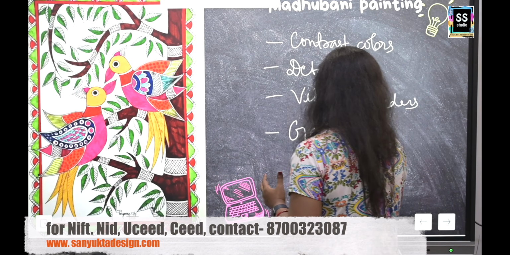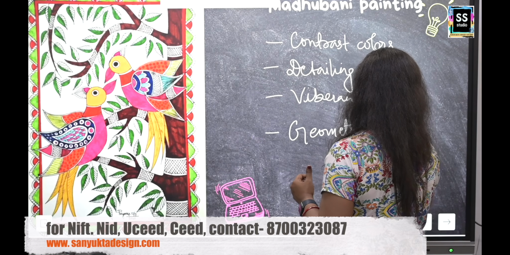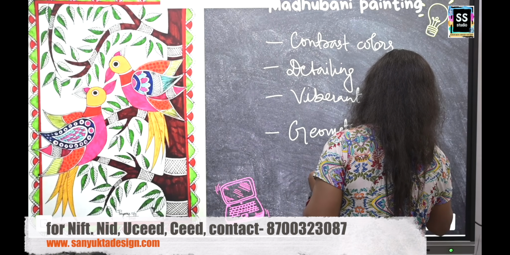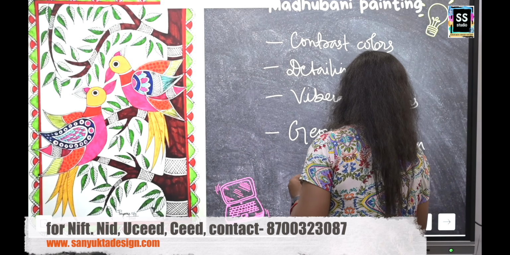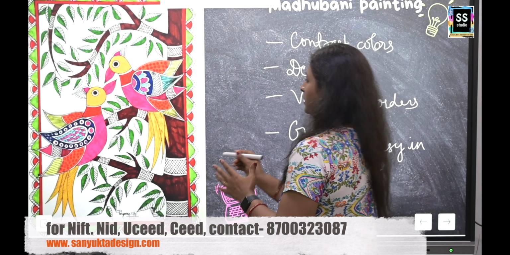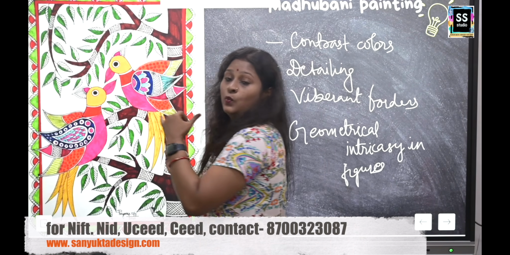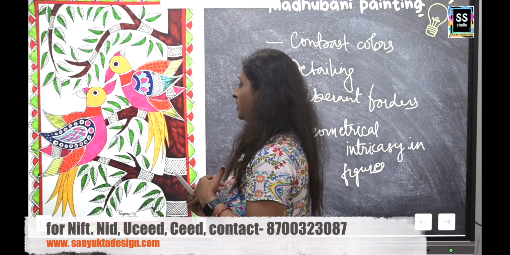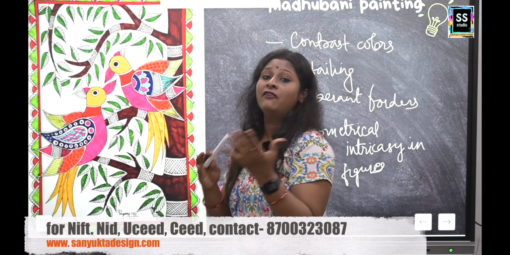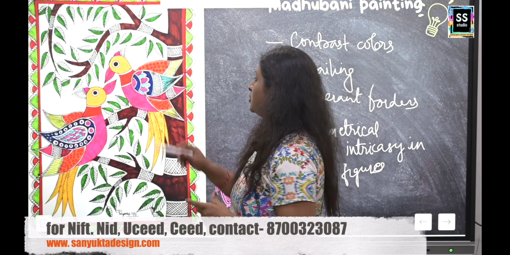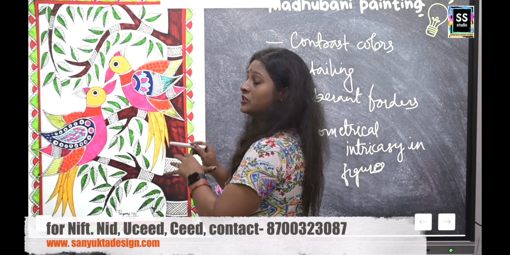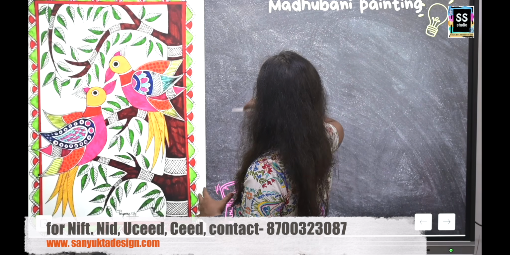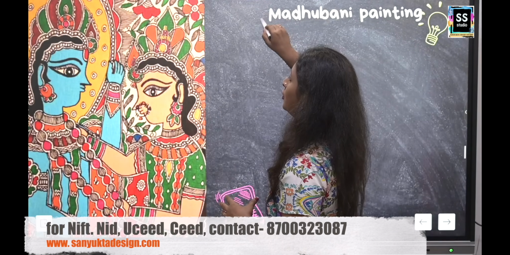So geometrical intricacy in figures, whatever figure it is in the painting, the geometrical intricacy is there, which is not in your Warli painting or the Saurai painting, and Pabuji ki fur is entirely different. There we have Pabuji. So this is how you're going to differentiate. Plus, not only these figures are present in Madhubani painting, we have one more figure which is present in Madhubani painting, and that is the figures of our gods and goddesses.